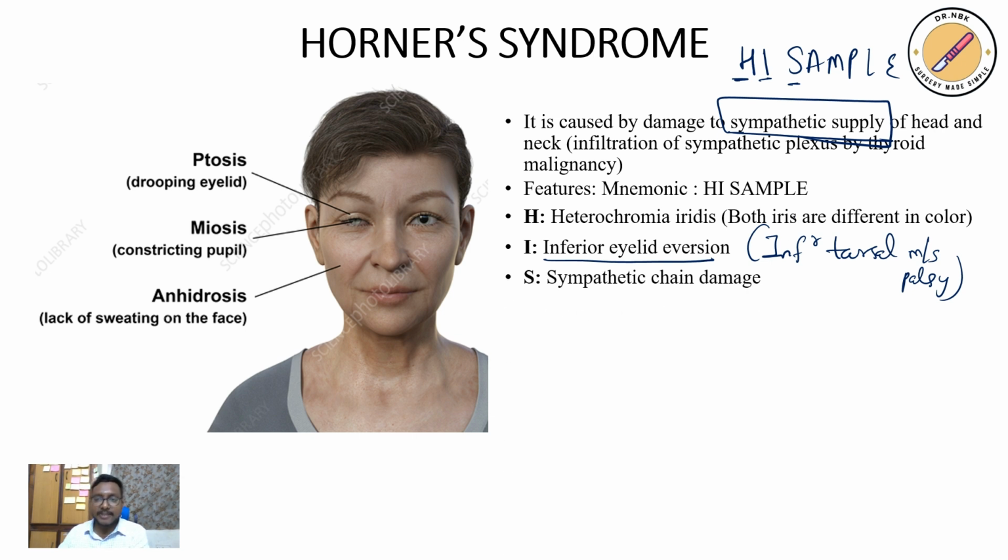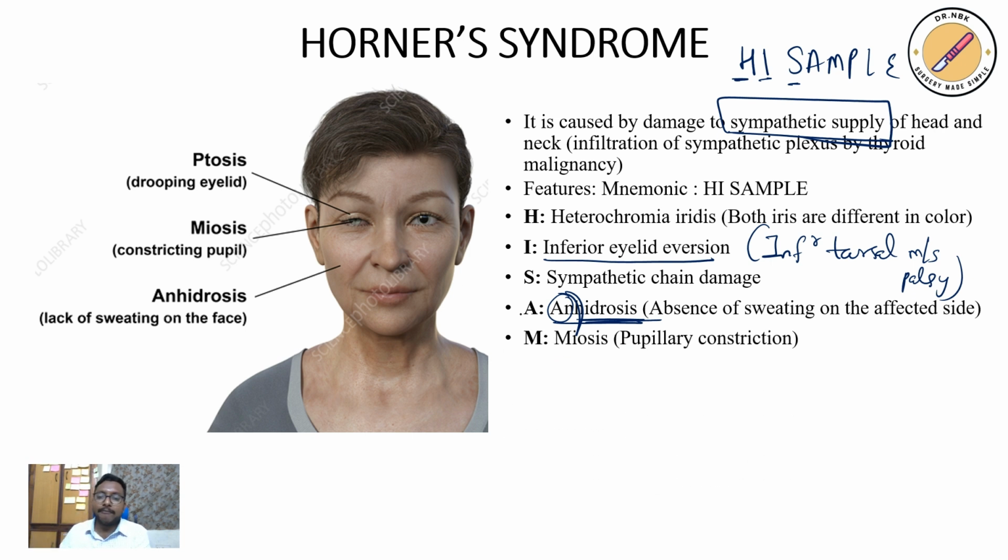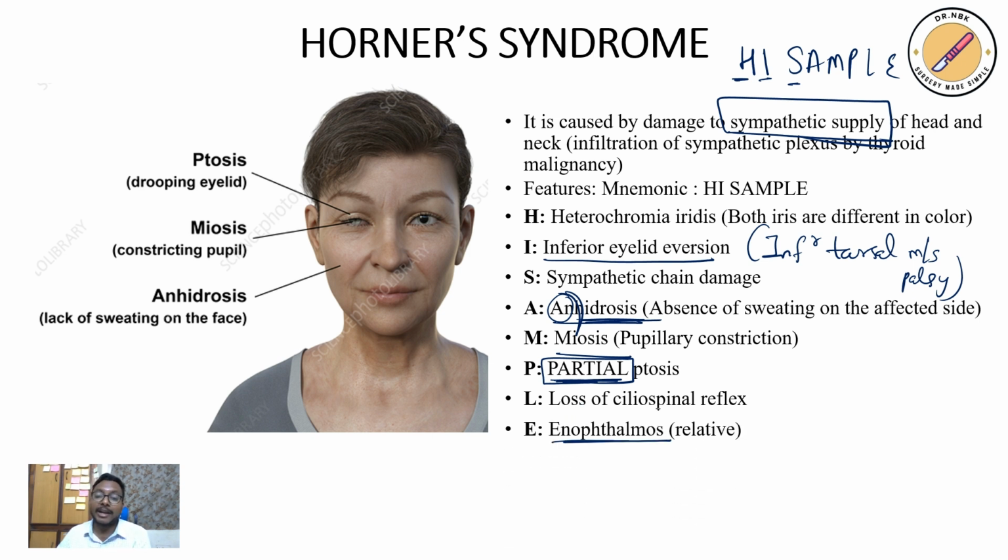Now, next is S for sympathetic chain damage. A for anhidrosis. An means absence. Hidrosis means sweating. So, absence of sweating on the affected side is called anhidrosis. M for miosis. Normally, sympathetic chain has a pupillary dilatation effect. But in Horner syndrome, sympathetic chain supply is gone. That is why there will be the opposite action, nothing but pupillary constriction. That is called miosis. Next one is partial ptosis. I'll explain why there is partial ptosis, why not complete ptosis. Then L is loss of ciliospinal reflex. E for enophthalmos, relative enophthalmos.